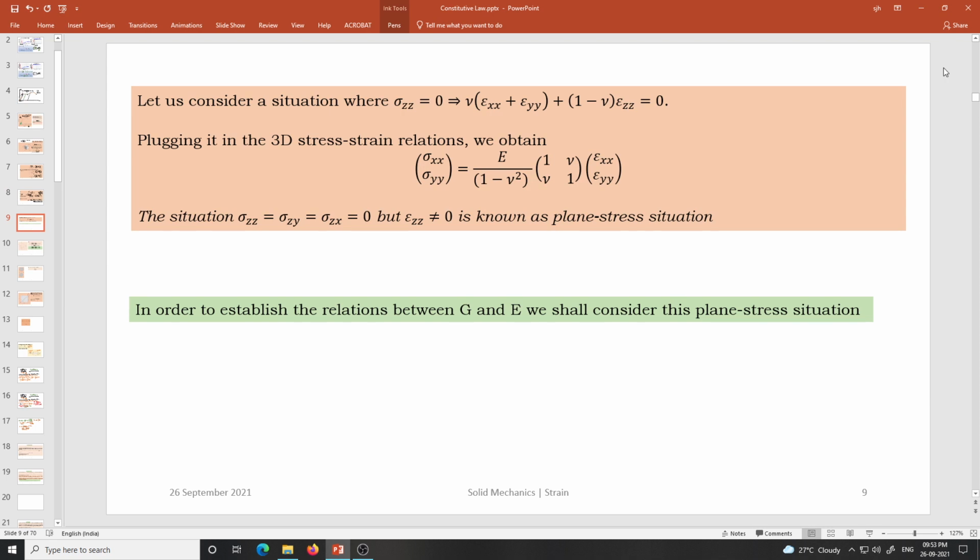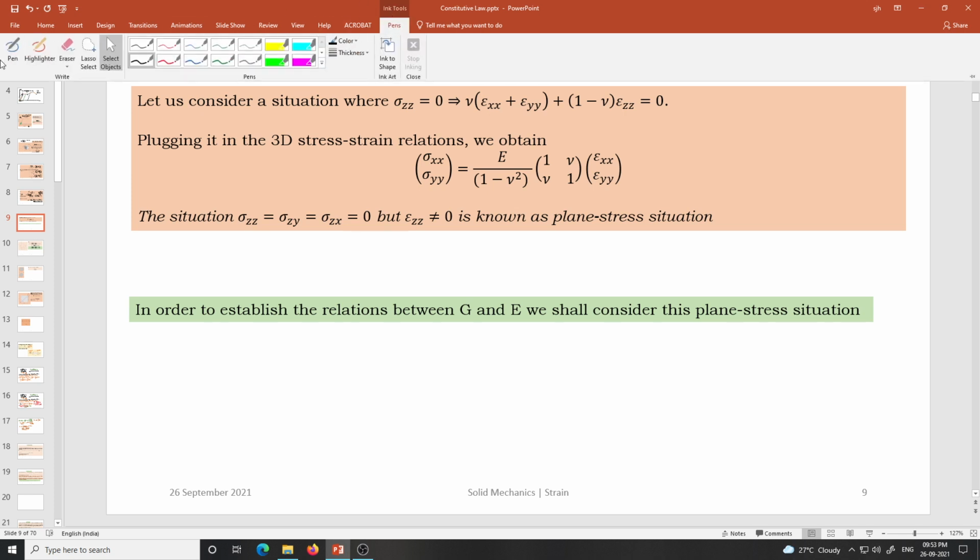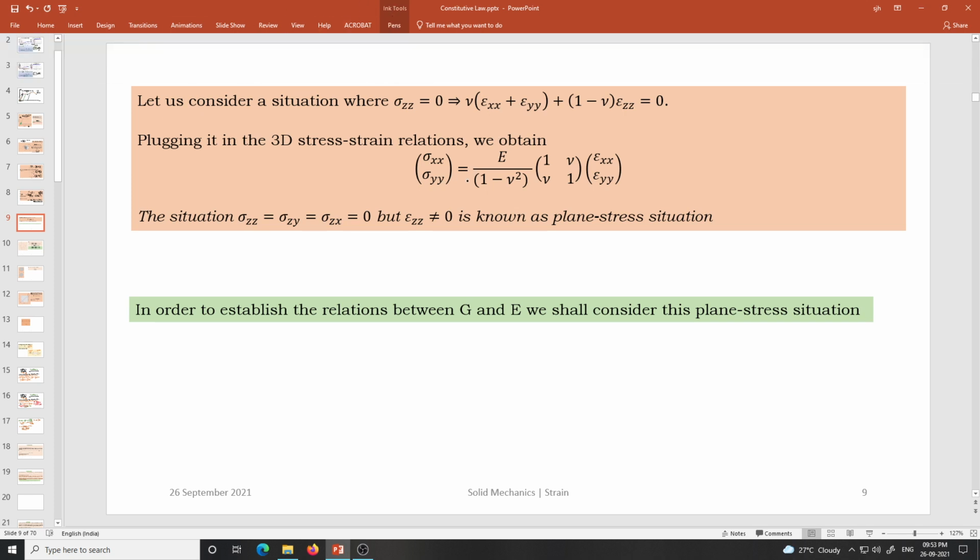And if we substitute in the first two expressions, we shall get the modified relationship between the direct stresses sigma xx and sigma yy, and the direct strains epsilon xx and epsilon yy. Further, if we set all the other stress components to 0 and epsilon zz is not equal to 0, that can be verified.